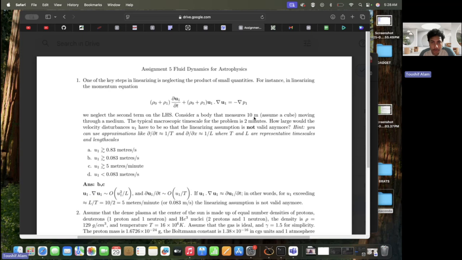The product of small quantities. So for instance, linearizing the momentum equation: rho naught plus rho 1 times del u1 del t plus rho naught plus rho 1 times u1 dot grad u1 is minus grad p1.